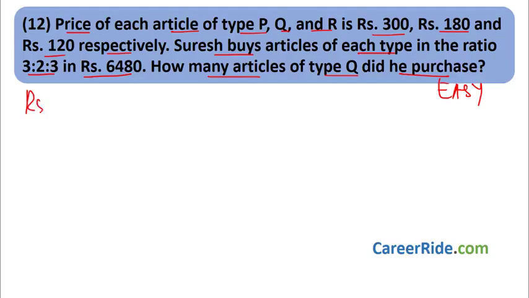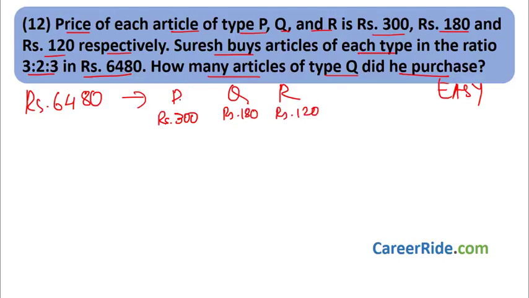Suresh in total spends how much rupees? 6480. On what? He buys articles of 3 types, P, Q and R. Type P article rate is rupees 300 per article. For Q it is rupees 180 per article, for R it is rupees 120 per article. Of type P, Q and R, how many articles did he buy?